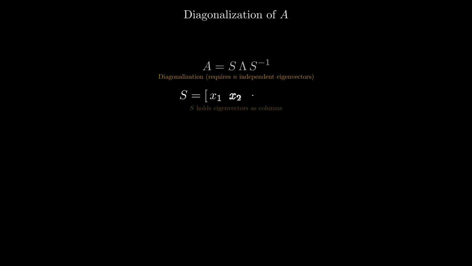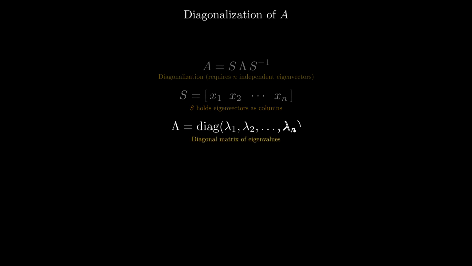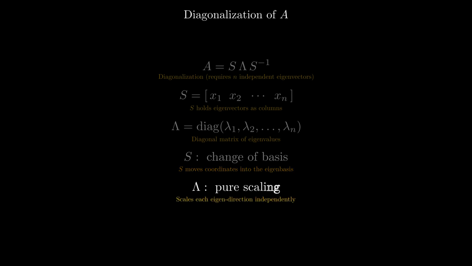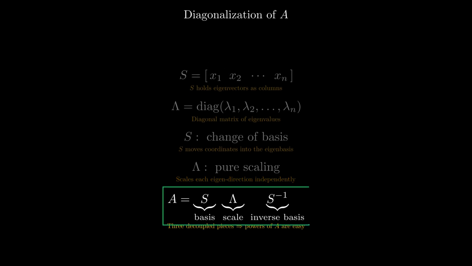To see why, let's start by thinking about A squared. First, recall the diagonalization itself. If A has n independent eigenvectors, we can factor A as S times lambda times S inverse. Here, S holds the eigenvectors as its columns. Lambda is the diagonal matrix whose entries are the eigenvalues. This factorization decouples A into three clean pieces: a fixed change of basis given by S, a pure scaling given by lambda, and the inverse change of basis, S inverse. That structure is exactly what makes taking powers of A trivial.